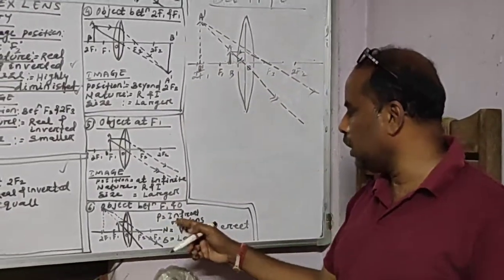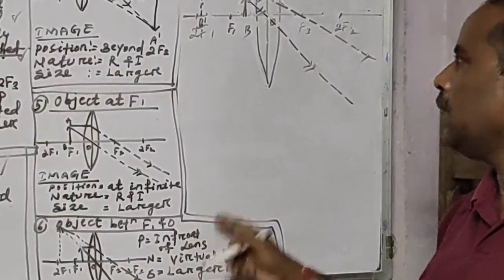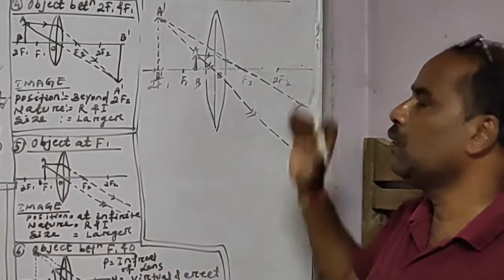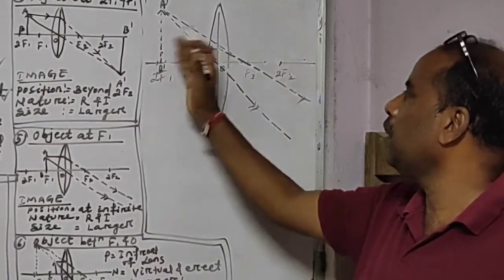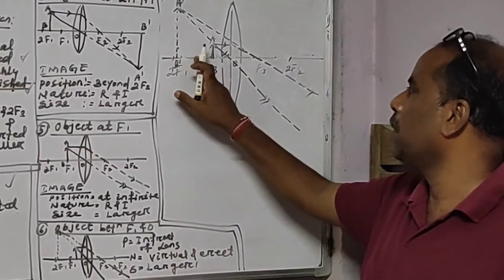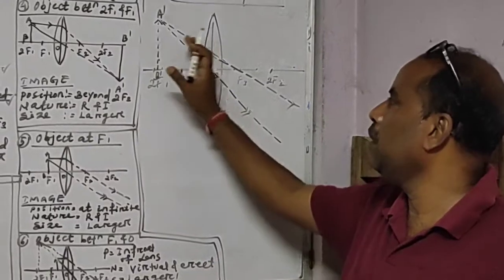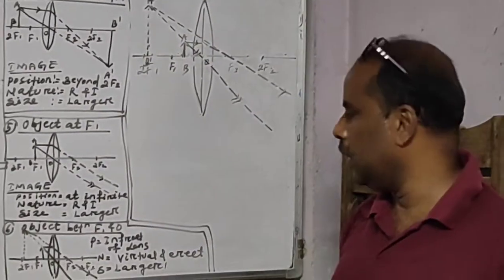So what is the position? In front of the lens. This side is in front of the lens, this side is beyond the lens, behind the lens. So in front of the lens, the image will be formed. It may form here, here, here. No position is confirmed, so it will only be formed in front of the lens.